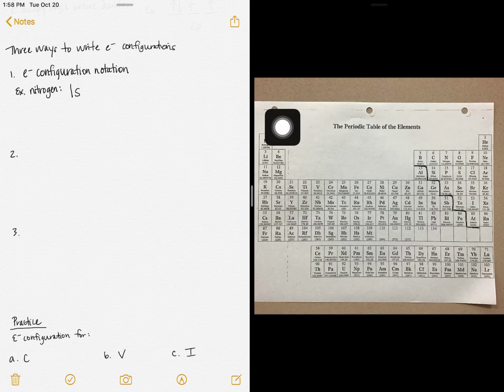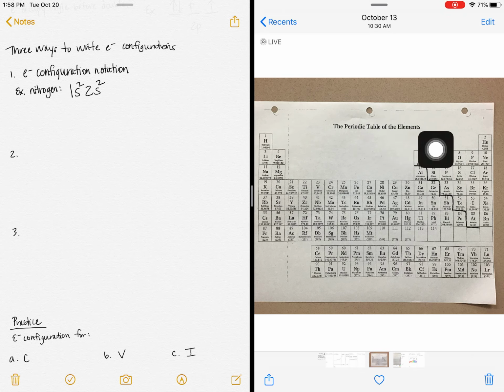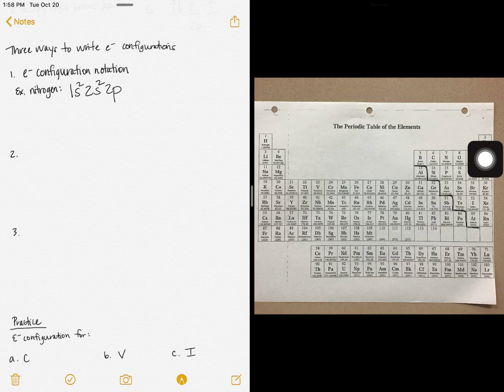So if the 1s is full, it holds 1 and 2 electrons. All I'm doing is counting. But I'm not to nitrogen yet, so I keep going. Then I encounter the 2s orbital, and if I'm going all the way to nitrogen, the 2s is also full. So I have to proceed through the 2s to get to nitrogen. So 1 and 2, so 2s2, and then the next orbital is the 2p. And all I do is count until I get to nitrogen, so 1 and 2 and 3. So nitrogen's electron configuration is read as 1s2, 2s2, 2p3.